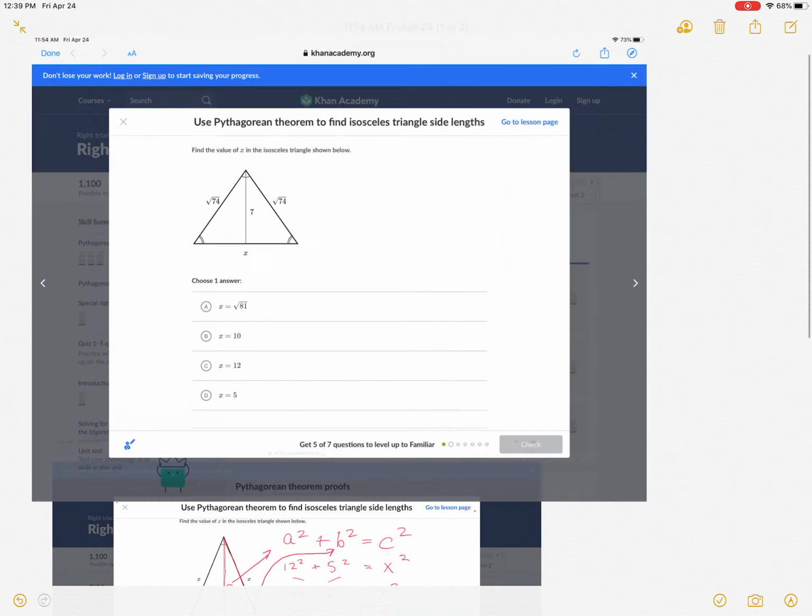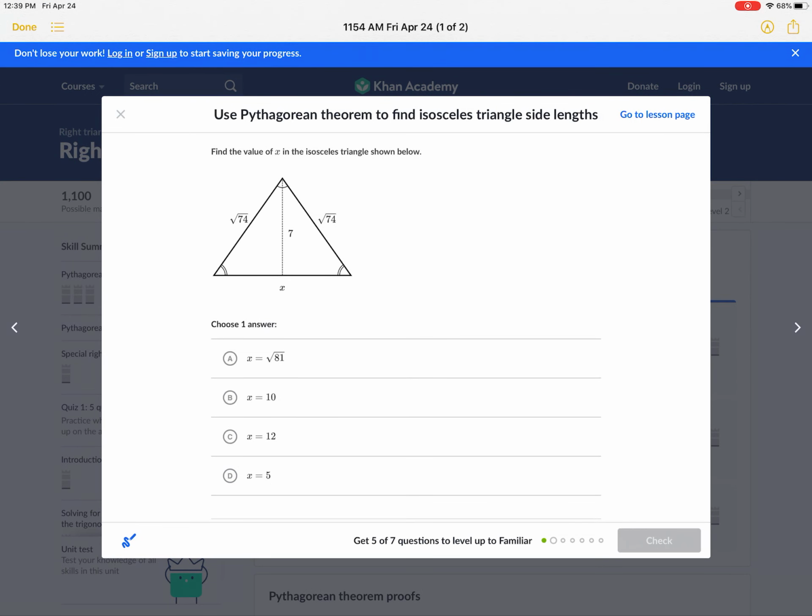Let's go to this example right here. This one's a little more complicated because it tells us one of the sides is the square root of 74. And then it tells us that this whole length along the bottom is x. So let's just start with what we know.